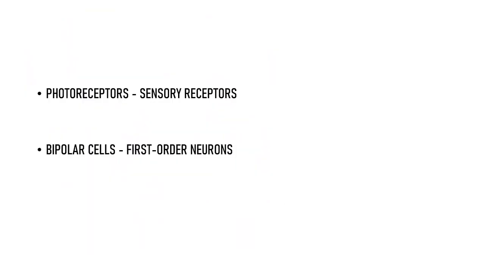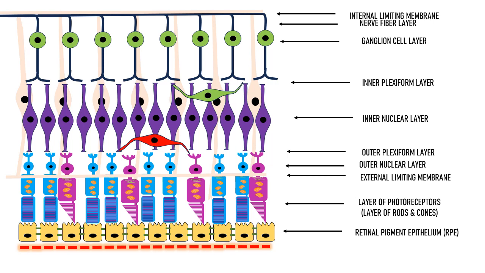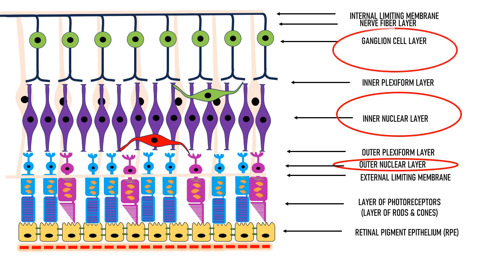Photoreceptors are sensory receptors, bipolar cells are first order neurons, and ganglion cells are second order neurons. There are 5 main layers: the outer nuclear layer, which contains the cell bodies of photoreceptors, the inner nuclear layer, which contains the cell bodies of various cells, but the most important cells are bipolar cells. And then there is the ganglion cell layer, which mainly contains the retinal ganglion cells.